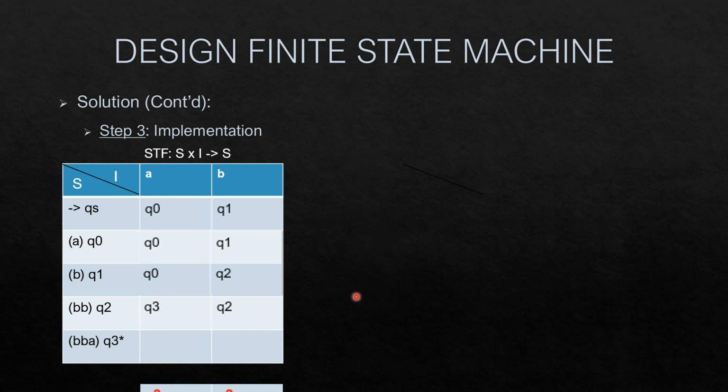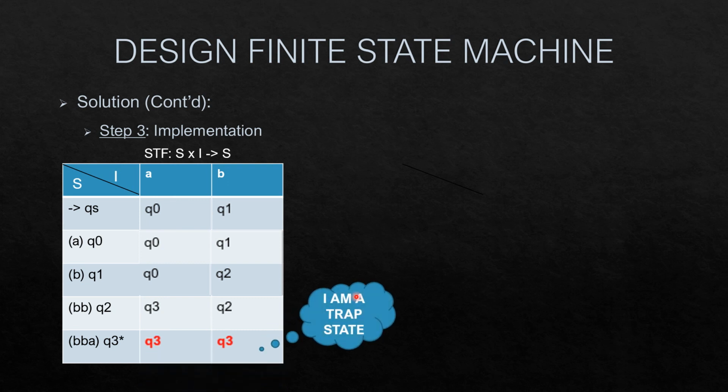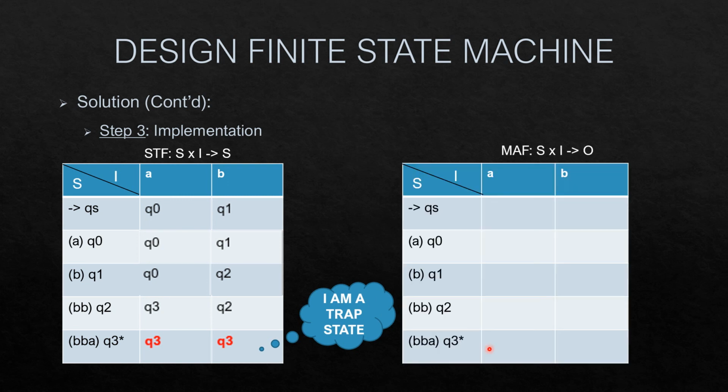And finally for Q3 we will remain in the same state, which is again a trap state, so that once it finds the first occurrence of BBA, we will not be concerned about the rest of the input string but still scan till the end of the input string. For the MAF, we will be following the same pattern, that is for non-final states the output should be no, and for final states the output should be yes.